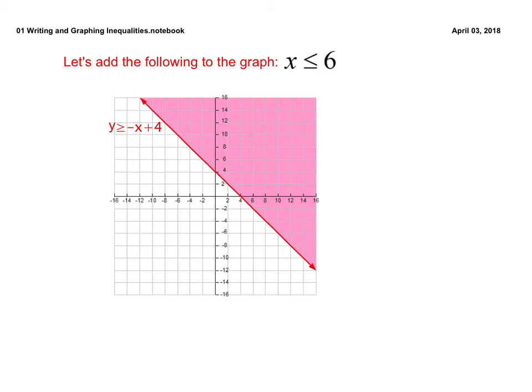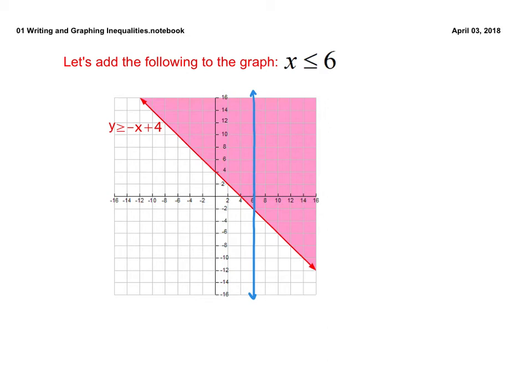All right, we're going to take what I just gave you, which is now here in the red and the pink with the shaded region, and I'm going to include x is less than or equal to 6. So I'm going to change some colors here. x is less than or equal to 6 means that we have a solid line, and x is always 6 along that line, but x is less than or equal to 6.